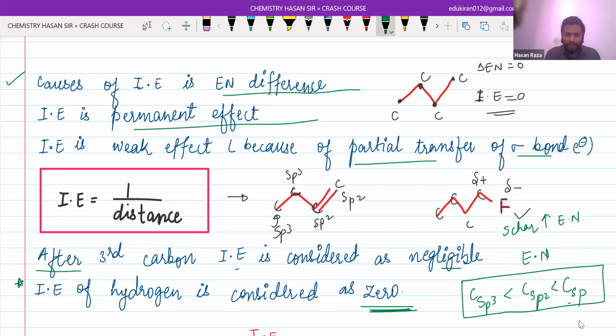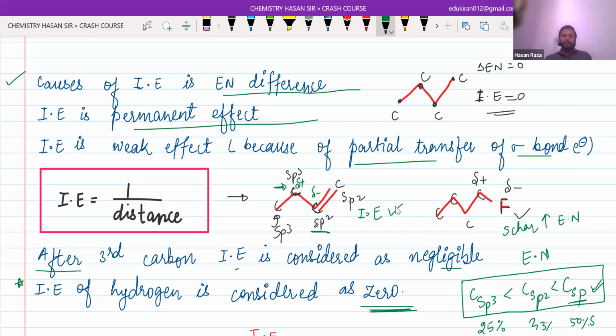So in sp we have 50% S character, in sp2 we have 33% S character, and in sp3 we have 25% S character. Due to this S character, sp carbon is more electronegative, and here we have sp2 and sp3. That's why there is a delta negative here and a delta positive, and inductive effect is taking place here.